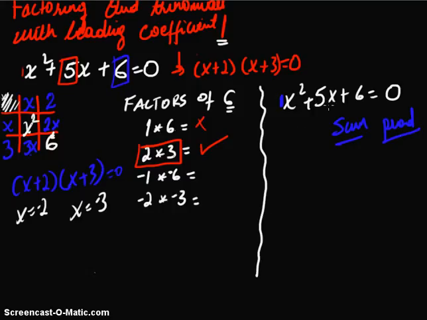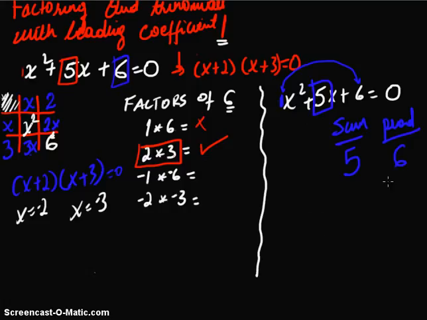The sum always needs to be the middle term, no matter what it is. If it is positive, the sum needs to be 5 in this case. If this was negative 6, this should be negative 6. If this was negative 10, negative 10 there. The sum is always the b term. But the product is the product of the leading coefficient and the constant term, which is always 1 in this case, 1 times 6, which is 6. But if this was 5, we should use 5 times 6, which is 30.